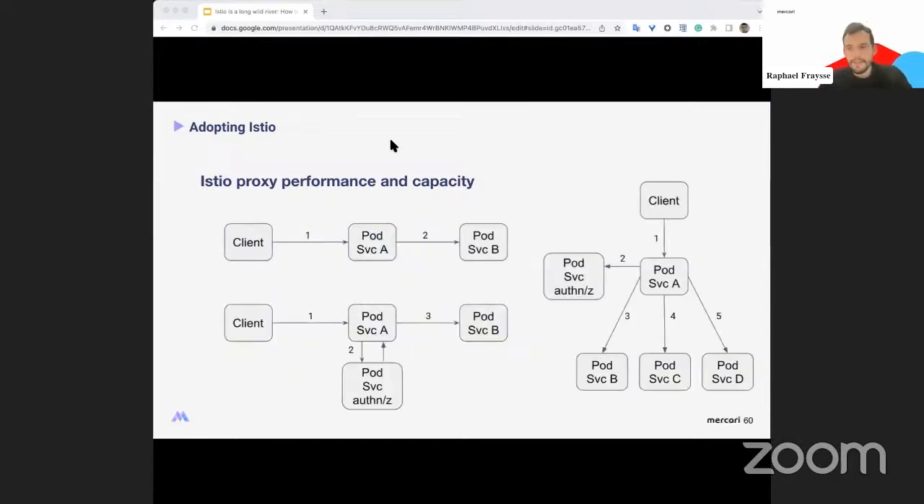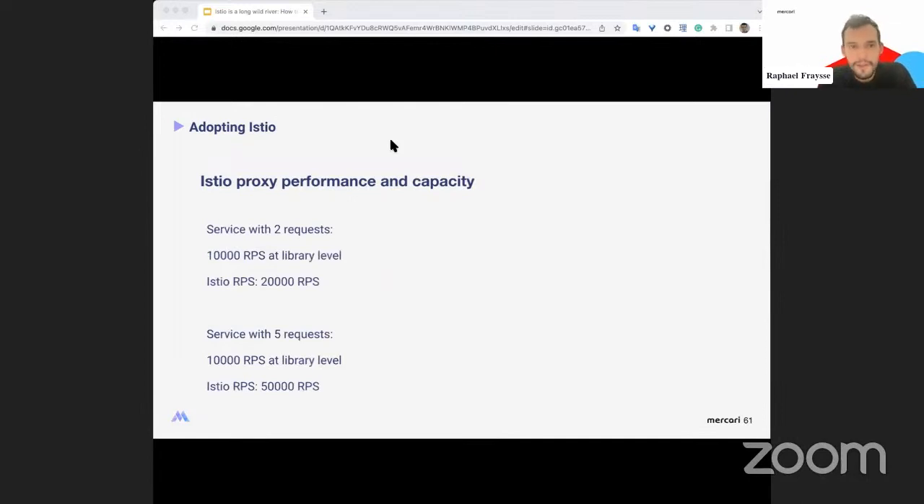So we see in the next slide that in the different workflows, one request will have from 2 to 5 hops, varied from 2 to 5. And basically it means that in terms of Istio-based RPS, when you look at your observability library, you may have 10,000 RPS, but in Istio you have twice, like 20,000 RPS. And same thing for 5 requests per incoming request, you have 5 times, so 50,000 RPS.